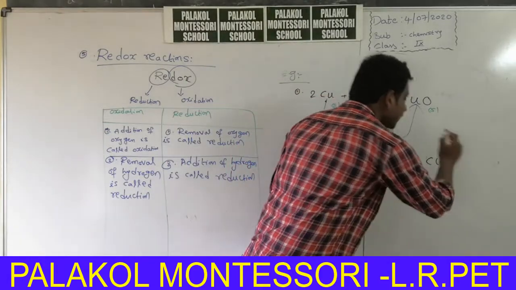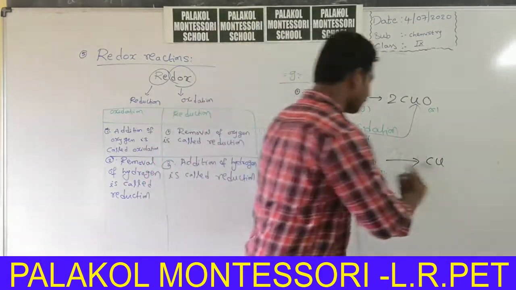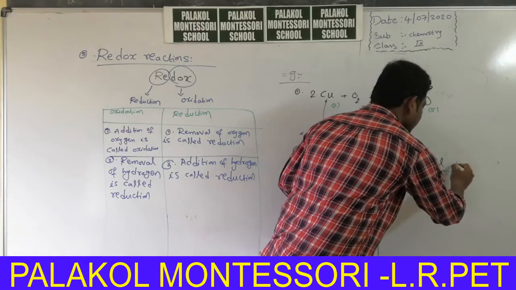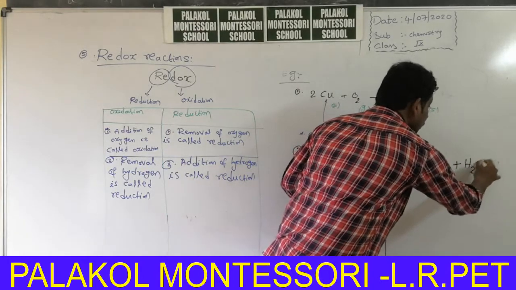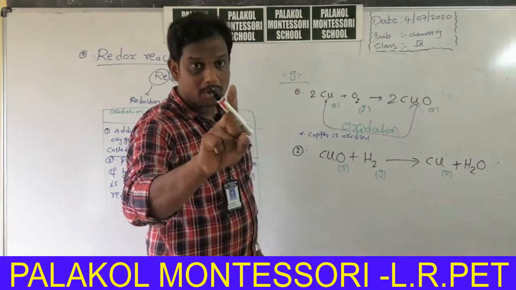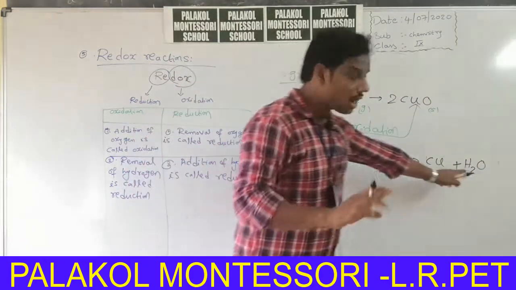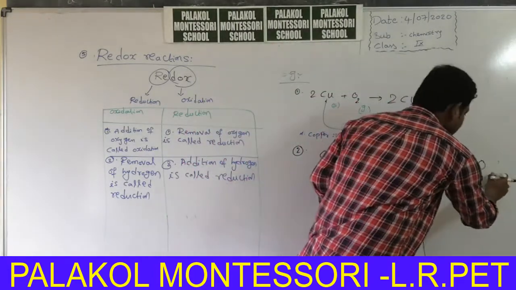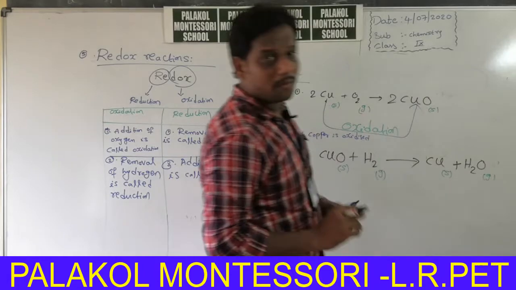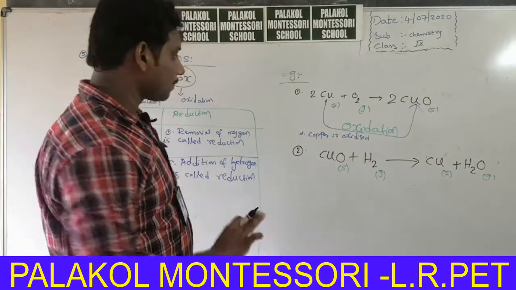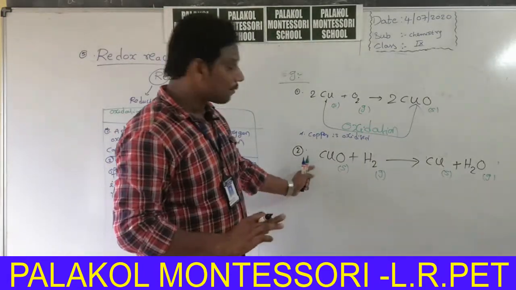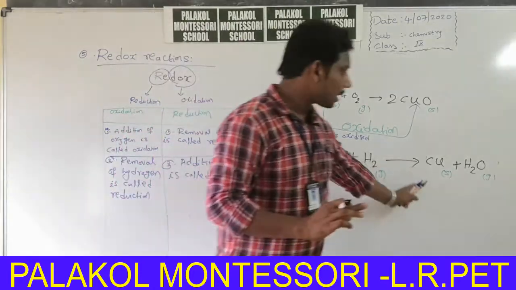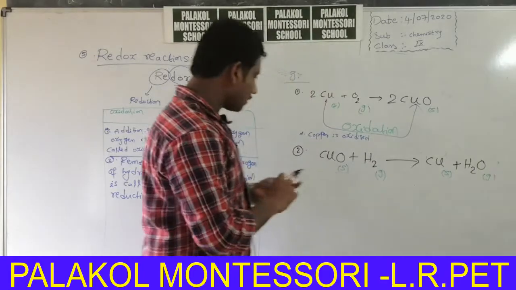Copper, what is the state of copper? Solid state. Learn this equation by heart. Copper is present in solid state, along with H2O. Here water vapor is formed. H2O is not liquid here. Water vapor is formed, so its state is gaseous. Only water vapor forms, not liquid water. So when you pass hydrogen gas through copper oxide, it changes into copper and water vapor.